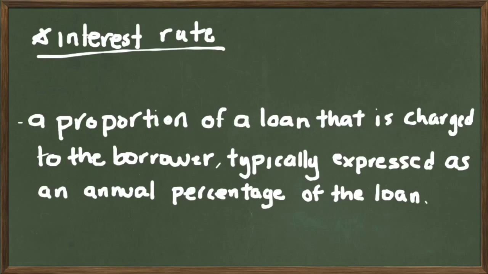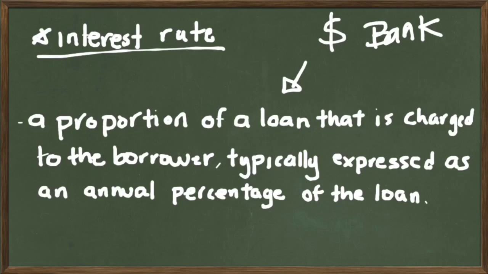Interest rate is a proportion of a loan. Don't forget that a loan is money that you ask the bank, or there are some companies, or there are some places where you can ask for money. So one more time, it's a proportion of a loan that is charged. Don't forget, charged is something that you have to pay to the lender. The borrower in this case is you, the person who gets the loan. It's typically expressed as an annual percentage of the loan. Annual, we're referring to every year.